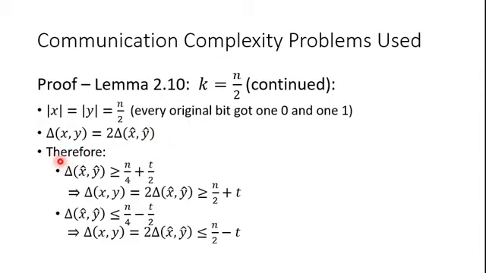And therefore we can see that if the Hamming distance between x hat and y hat is larger or equal to n divided by 4 plus t divided by 2, then the Hamming distance between x and y, which is twice the Hamming distance between x hat and y hat, okay, we just said this, is greater or equal to n divided by 2 plus t. Conversely, if the Hamming distance between x hat and y hat is less or equal to n divided by 4 minus t divided by 2, then the Hamming distance between x and y, which is twice the Hamming distance of x hat and y hat, is less or equal to n divided by 2 minus t.